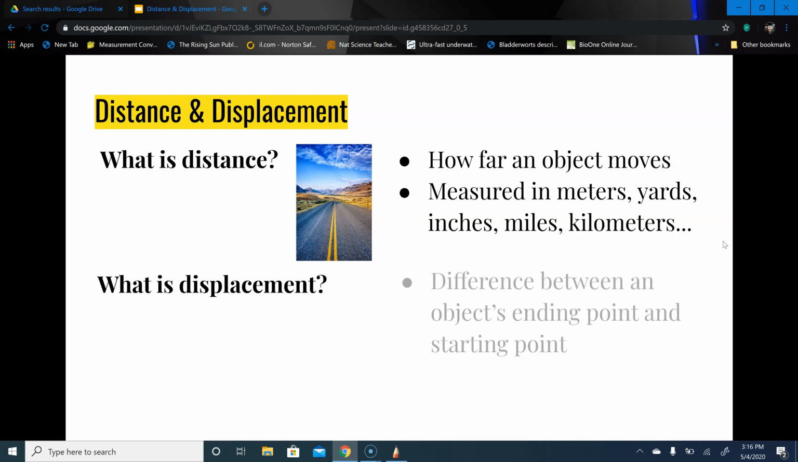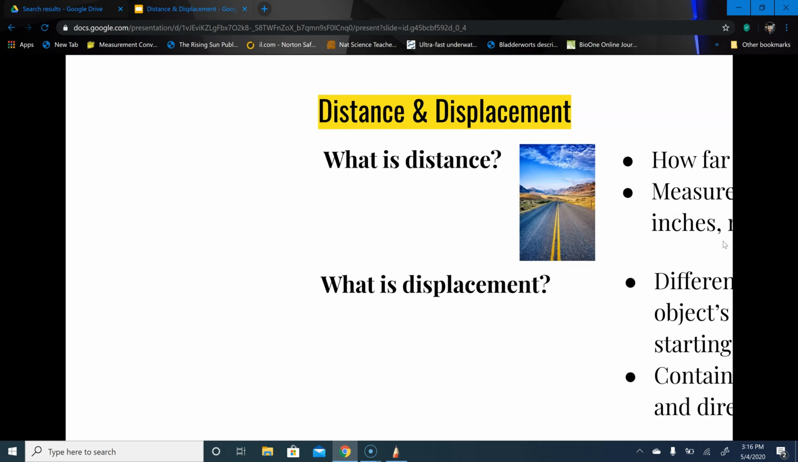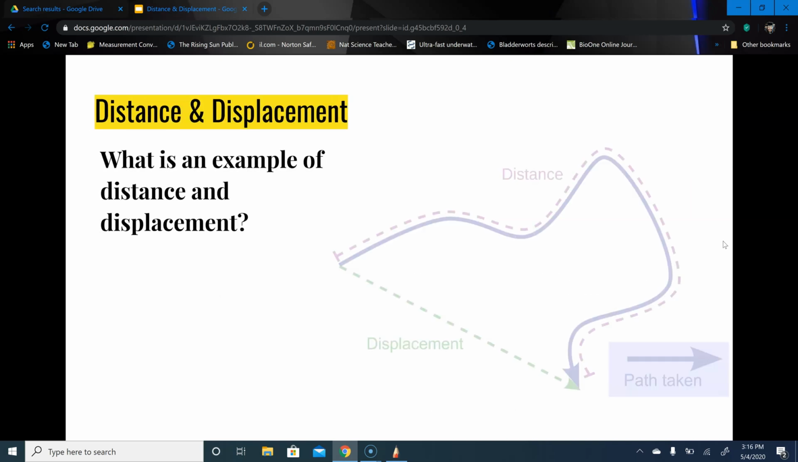Displacement is a little bit different. This is the difference between your ending point, wherever it is you end up, and the point that you started at. And I'll show you visually what this means in a minute. But I wanted to let you know first that when you're talking about displacement, you're going to have a distance amount, but you're also going to have a direction too. And here's what I mean. Let me show a really good visual.